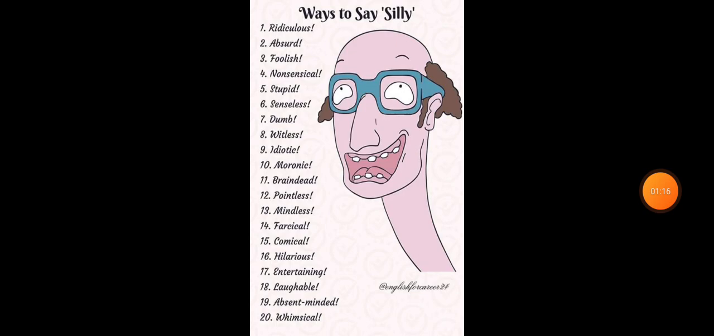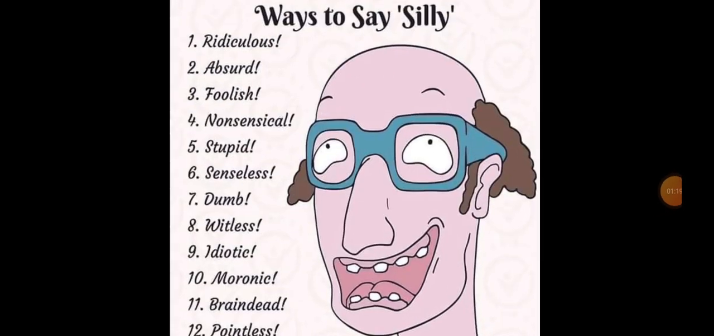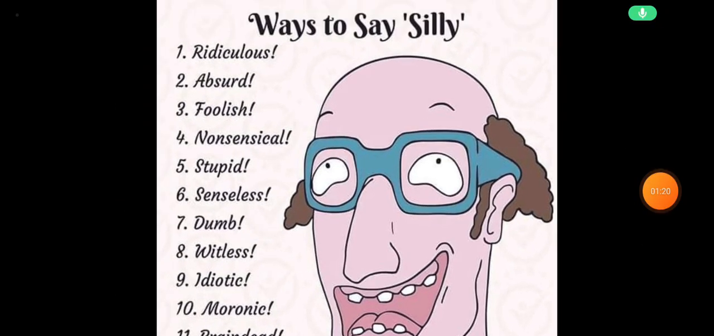Silly means foolish. Here are different ways to say silly. As you may observe in this picture, it's the picture of a silly cartoon. You may see the picture. Here are different ways to say silly. Number 1, ridiculous. Number 2, absurd. Number 3, foolish. Number 4, nonsensical. 5th, stupid. Senseless, dumb, witless.